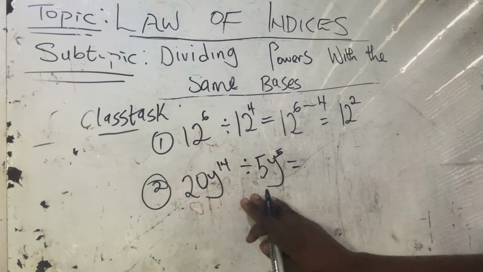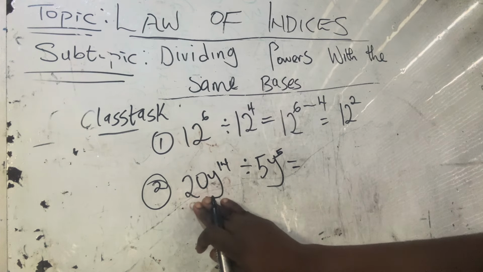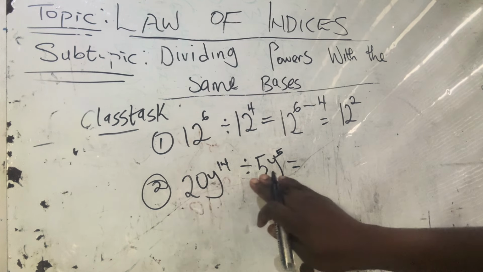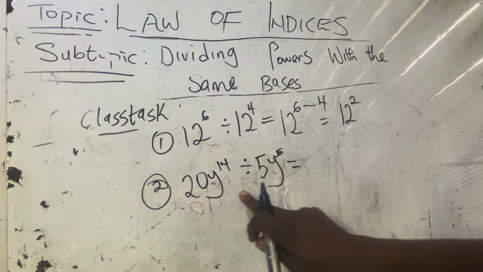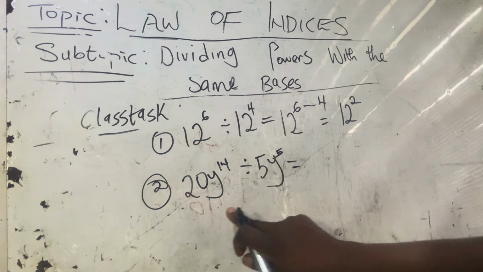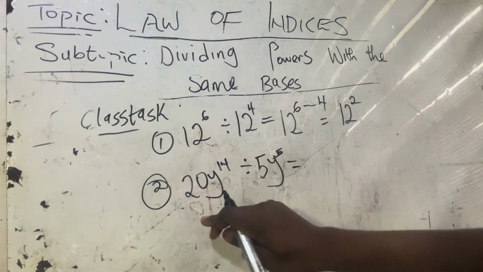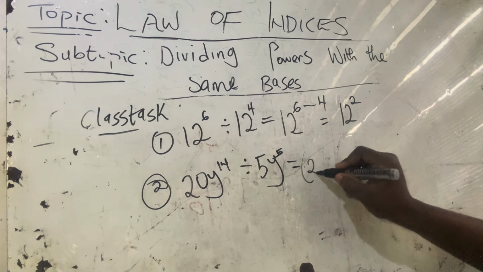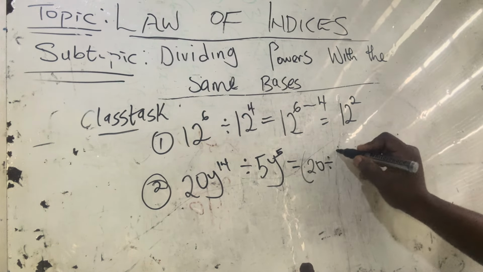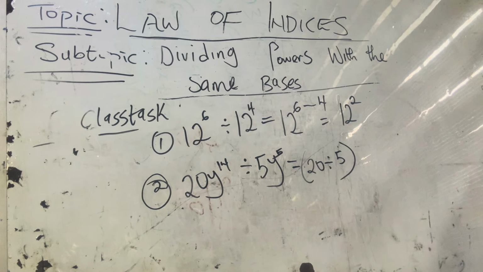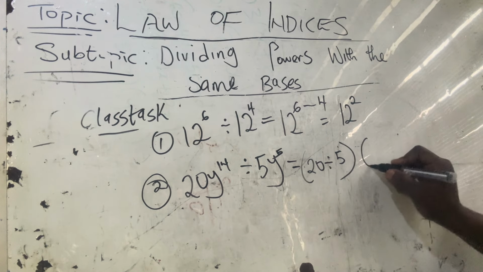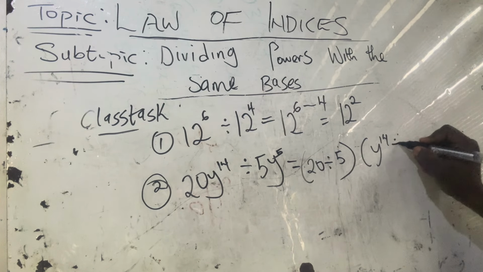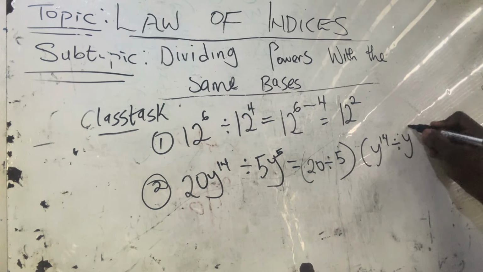Now, if you are solving this, the first thing you do is to separate the numbers from the letters. Separate the numbers from the letters by putting them in the bracket. So I'm going to start by saying 20 divided by 5 into brackets, y raised to power 14 divided by y raised to power 5.